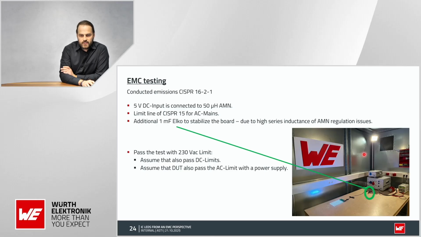Now you can see the setup for the conducted emission measurement here. We are using the CISPR 16 LISN. The issue with this is it has already a high series inductance inside, and this will influence our IC LEDs. So the controllers for this low voltage stuff, or let's say safety voltage stuff, don't like to have this big series inductance. And for this I'm adding a 1 millifarad elco to more or less stabilize the system.